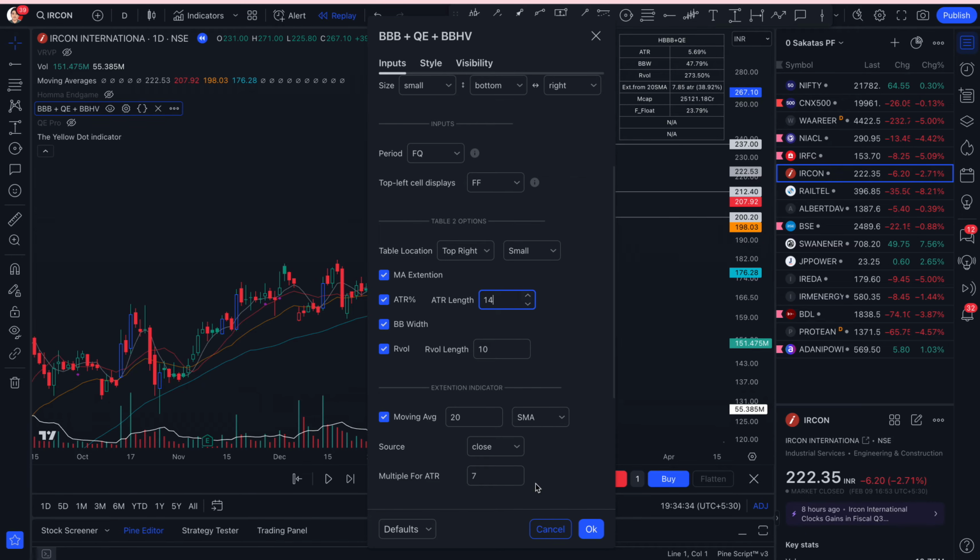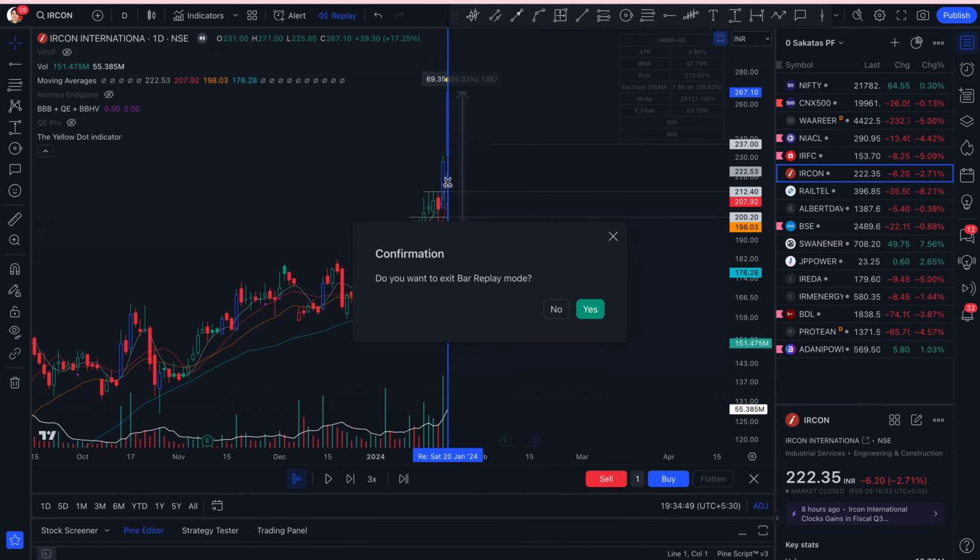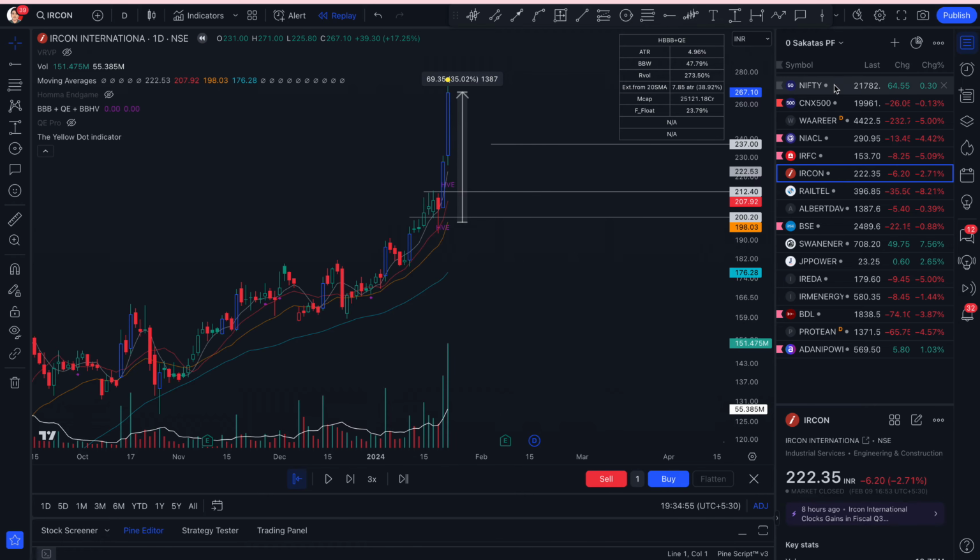The 14 ATR at this point is 4.96, and the extension is 38.9%, right? This is again the 21 EMA. So now you divide 38% by 4.96, and it comes to 7.85. So the extension can be described as a multiple of ATR.